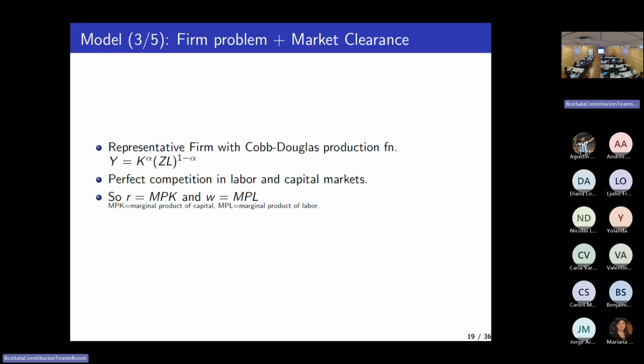The firm is going to be a representative firm with Cobb Douglas production, and we assume perfect competition. What this means is that R is the marginal product of capital, which if you take the derivative of that with respect to K, that's the marginal product of capital, right? So it'll be like alpha K to the alpha minus 1, ZL to the 1 minus alpha is R. That's what R is in the model that we're calling the natural rate of interest. W is the marginal product of labour.